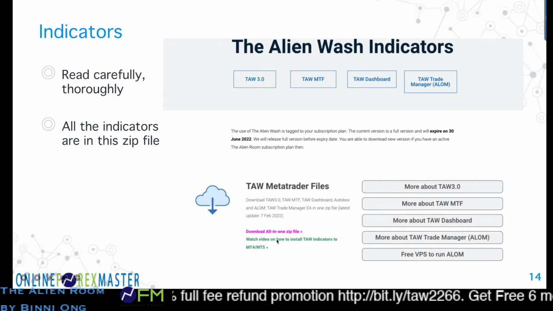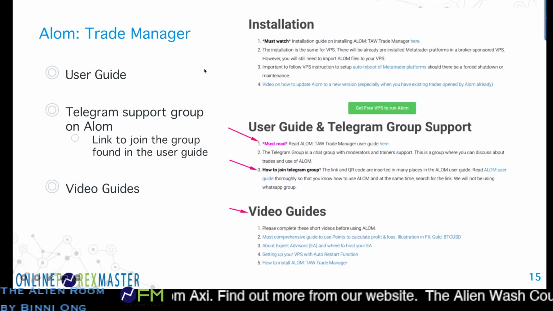Now, this is where you download that zip file. It is one zip file that you can download, and inside, the shortcuts will tell you the things you need to know, for example about the dashboard, and about the VPS to run Alum. Now, this is Alum here. We have a lot of videos here. In fact, you have to read the user guide. It is a must-read.